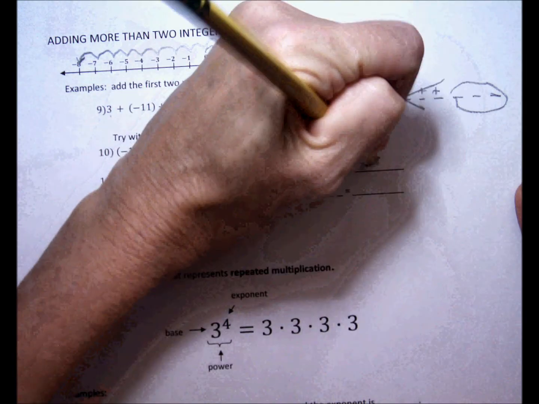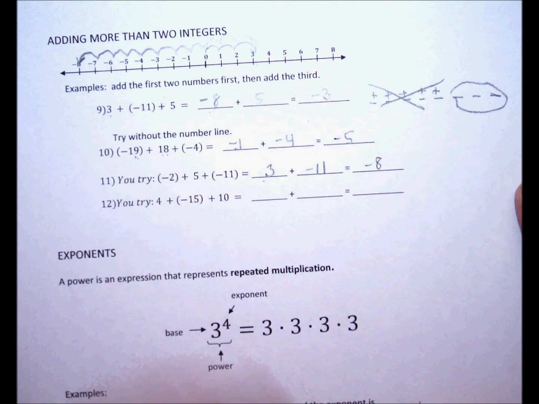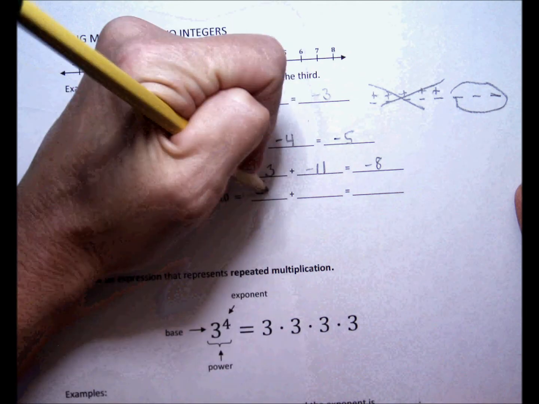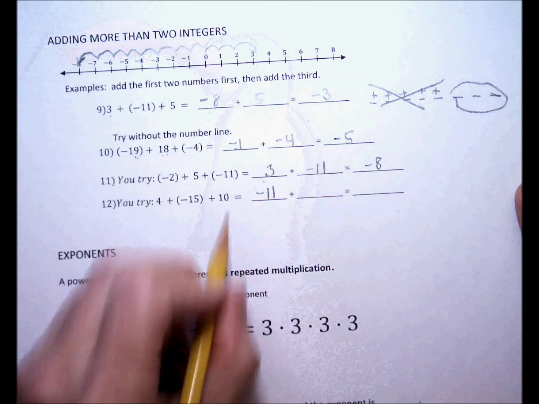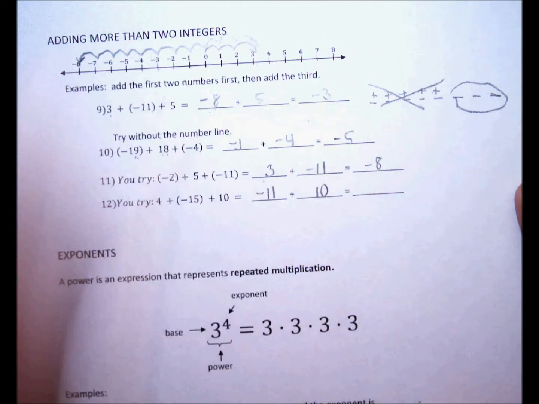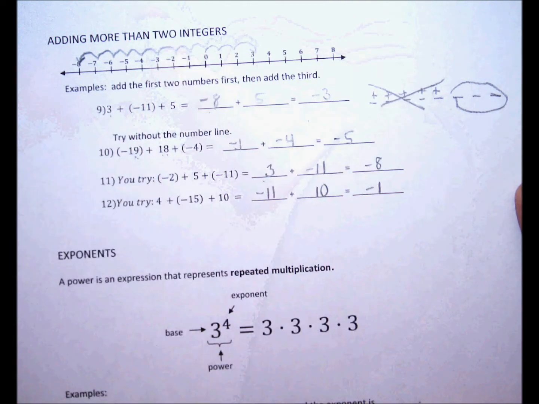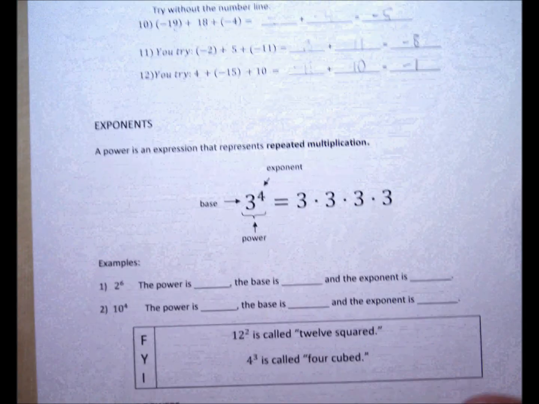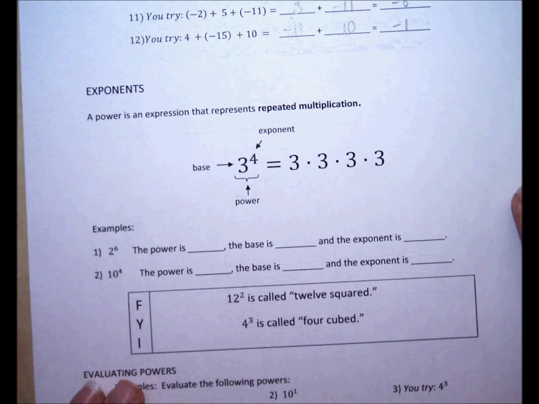Okay, so negative 2 plus 5 is 3 plus negative 11. 3 plus negative 11 is negative 8. 4 plus negative 15 is negative 11. Negative 11 plus 10 is negative 1.